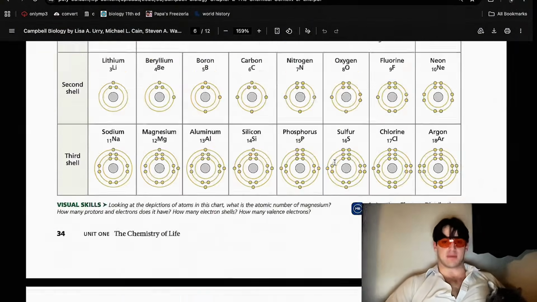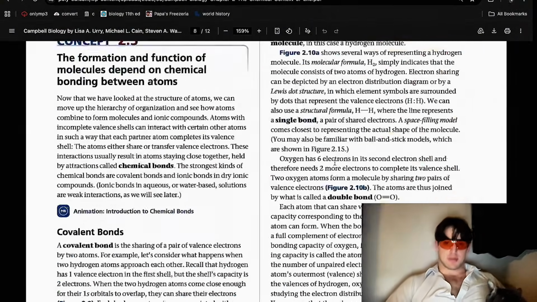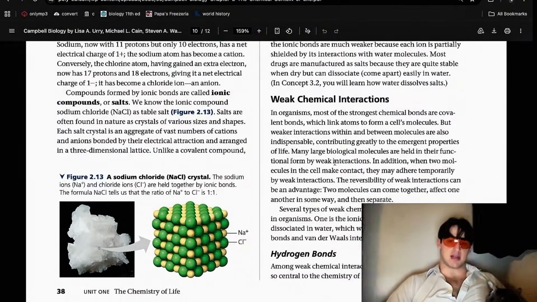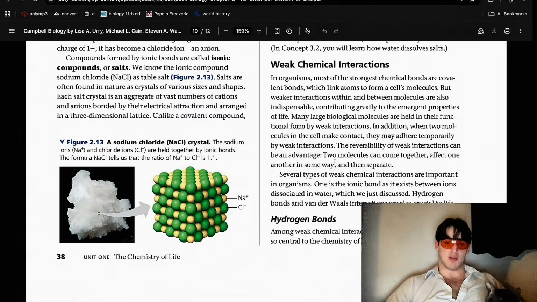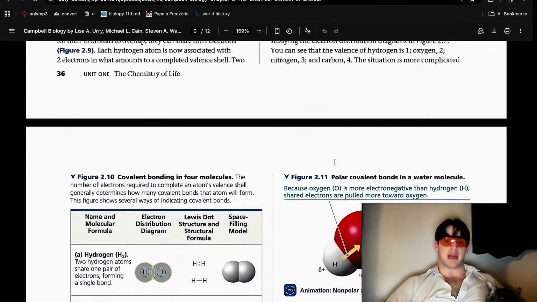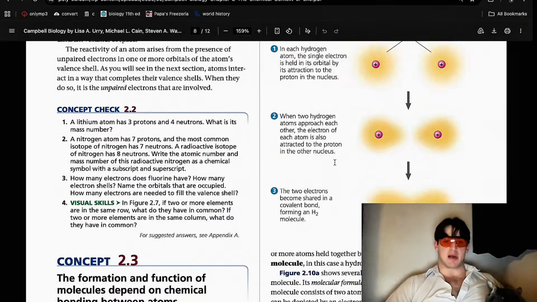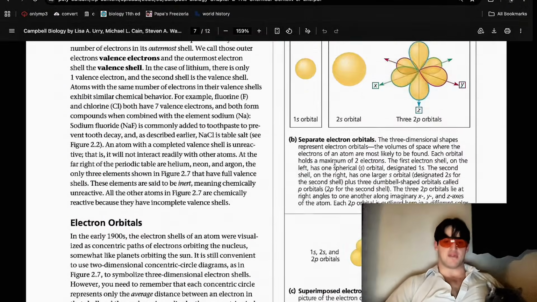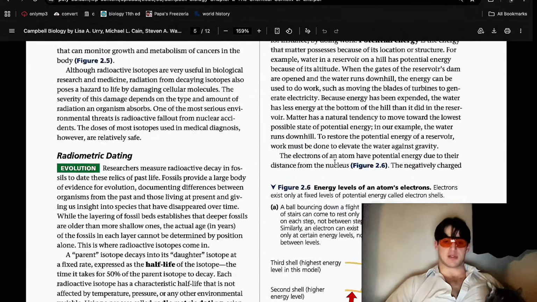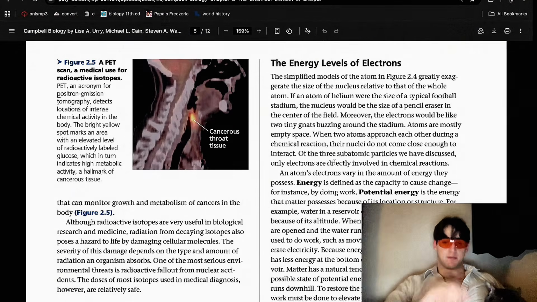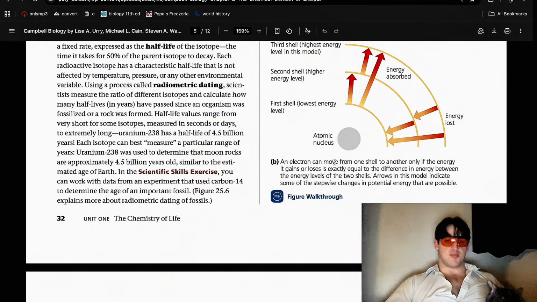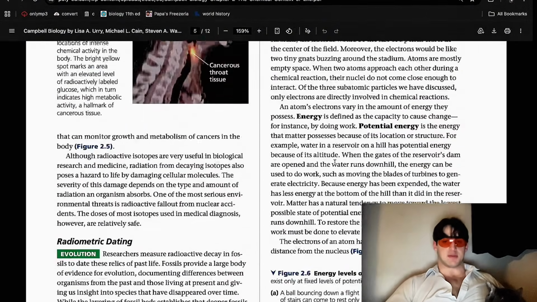I completely got out of this, but I accidentally went back because my trackpad is a pain. And now I need to find my place again. I don't think we were on ionic bonds yet. I have no idea what an ionic bond is. Where is isotopes? Radiometric dating, here we go. So, let's just not worry about the scientific skills exercise right now.